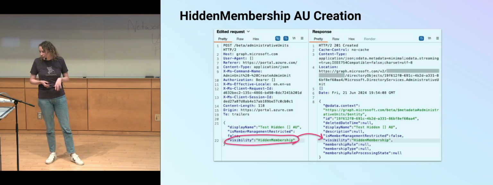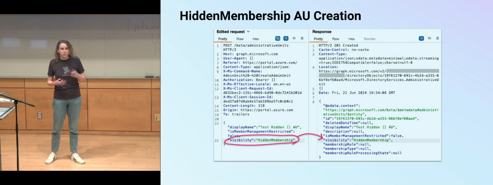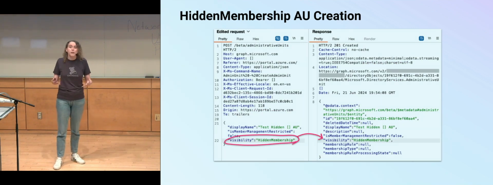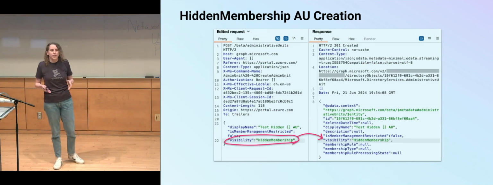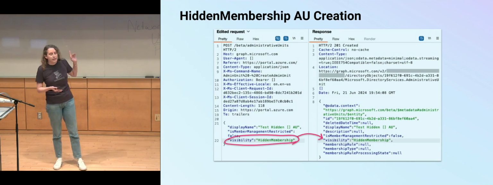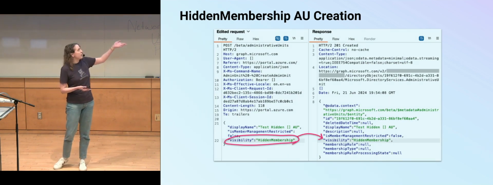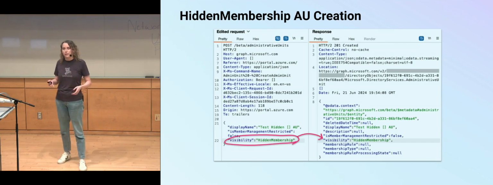The reason why I'm showing you one of these is that in order to create one, you can't do it in the Azure portal. So you would need to send that POST request with visibility set to hidden membership directly. And we'll just see that we're getting that back in the response from the server saying, yep, I created your AU. It has hidden membership.